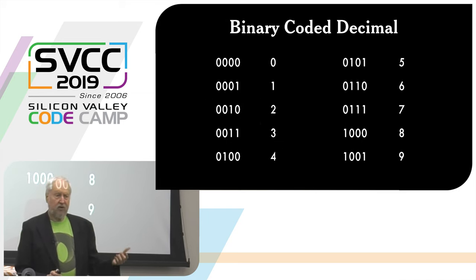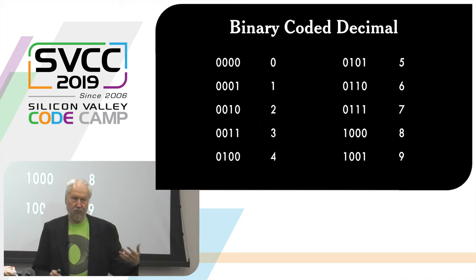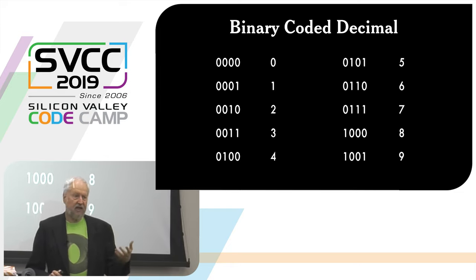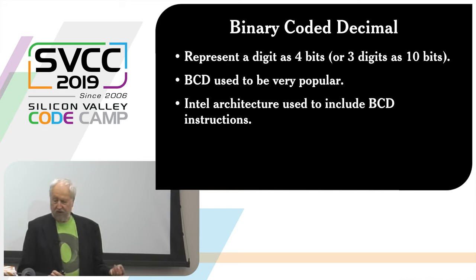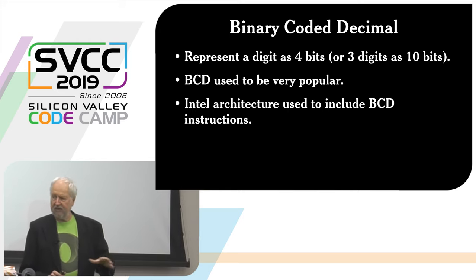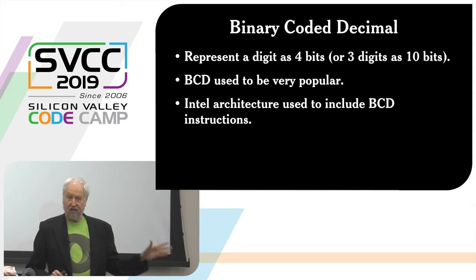Another approach is binary coded decimal. This was really popular in the 40s, 50s, and 60s. It's sort of fallen out of favor. The idea is that you represent a digit as a 4-bit pattern, and that totally works. There's a variation of it which says you represent 3 digits with a 10-bit pattern, but it's basically the same idea. And we can represent all the decimal fractions exactly in this scheme.